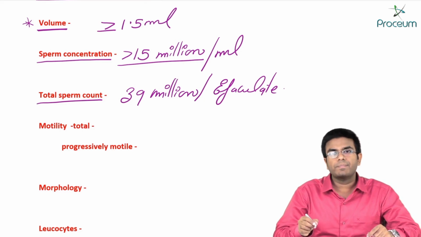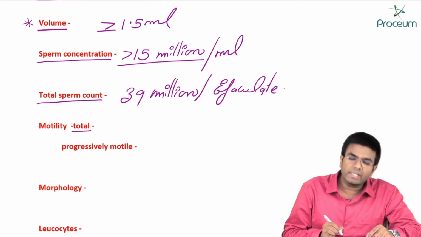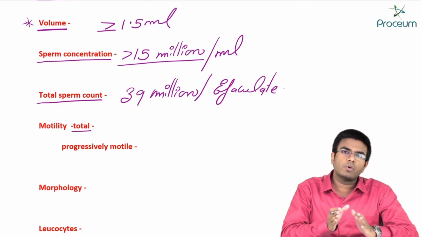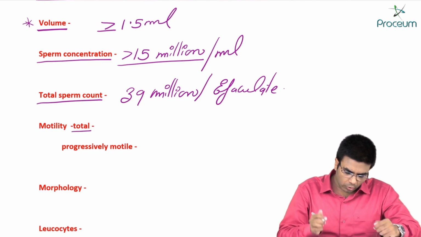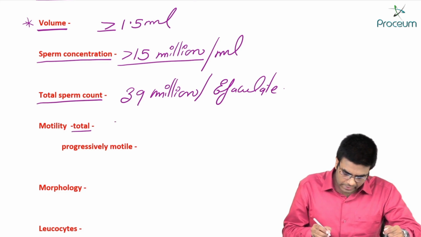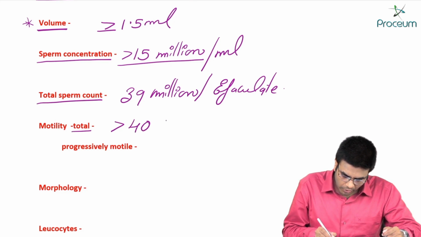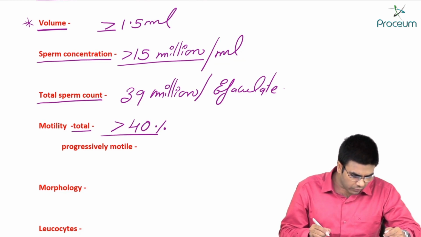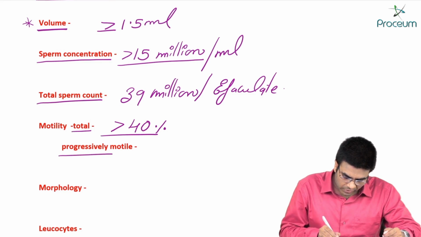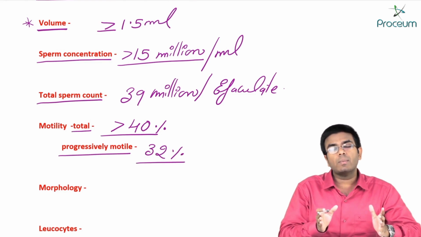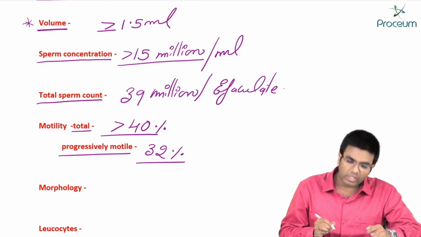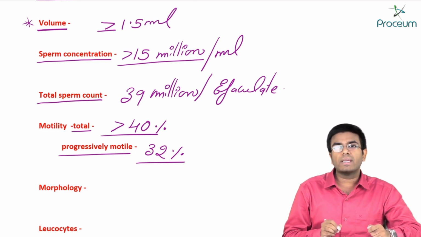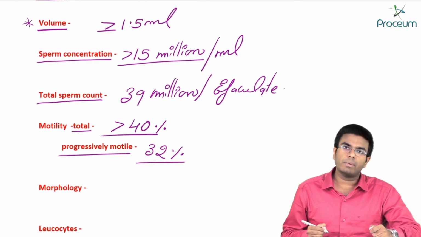Next, motility. Now, total motility. See, motility means the sperms are moving around. Now, the total motility should be at least 40%. Okay, the total motility should be at least 40% out of which progressively motile sperms are at least 32% sperms. Okay, so total motility of the sperms is 40%. Progressively motile sperms should be at least 32%.